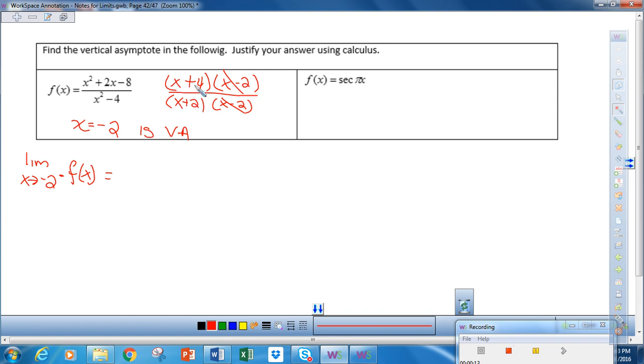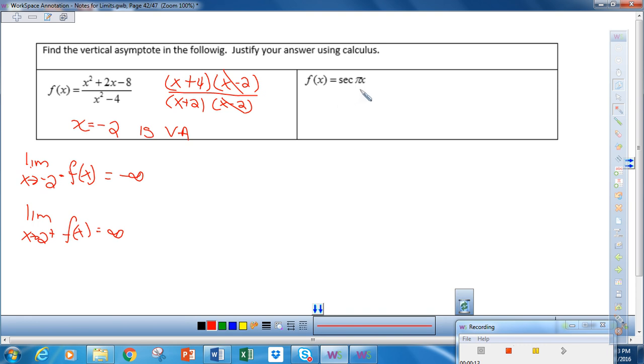That the top would be positive, the bottom would be negative, so that's going to go towards negative infinity. And I don't have to prove both sides, I just have to prove one side is negative. But I could also say the limit as x approaches 2 from the right of f of x is infinity, and I could use either one to prove it. But I have to say one of these as proof.